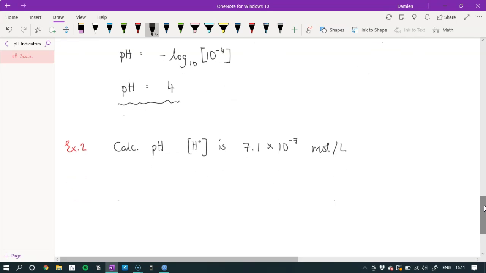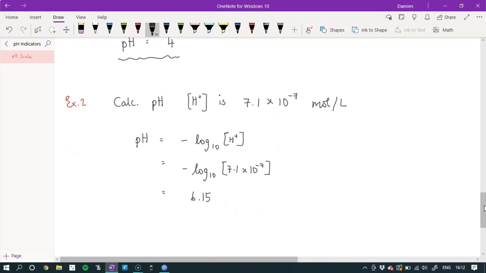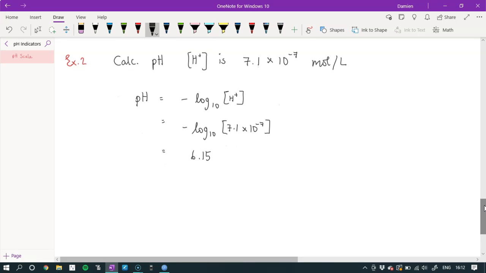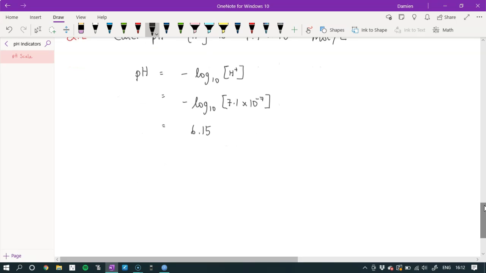So again, look at what the question's asking you to do. It's asking you to calculate pH. So if you're asked to calculate pH, it's minus log to the base 10 of the hydrogen ion concentration. So it's a simple substitution. Minus log to the base 10 of 7.1 multiplied by 10 to the minus 7. All straight into the calculator, and you get out a number of 6.15. So you've got a pH of 6.15. Remember, pHs aren't just whole numbers. They can exist in between as well.